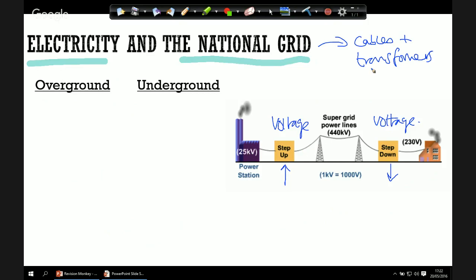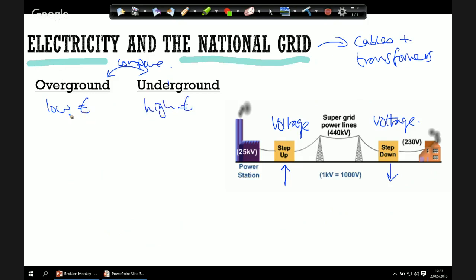And we'll discuss why in just a second. So the two types of cables that you can have that are transmitting the electricity are overground cables and underground cables, and they might ask you to compare the advantages and disadvantages of both of them. So the overground cables are what we use most often at the moment, and we do that partly because they're low cost compared to the underground, which are high cost.